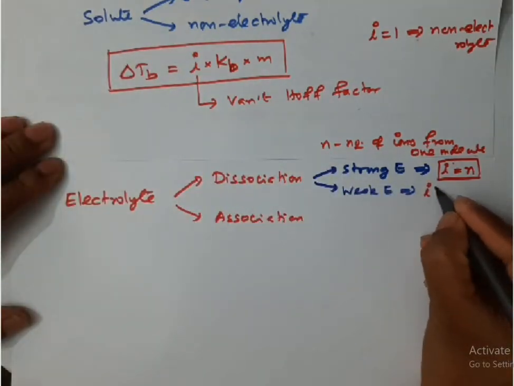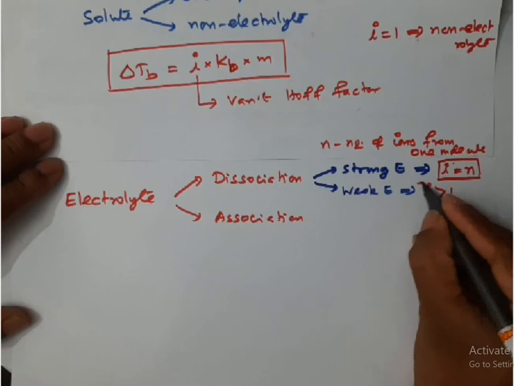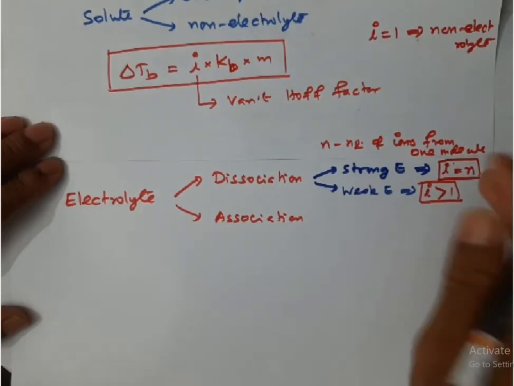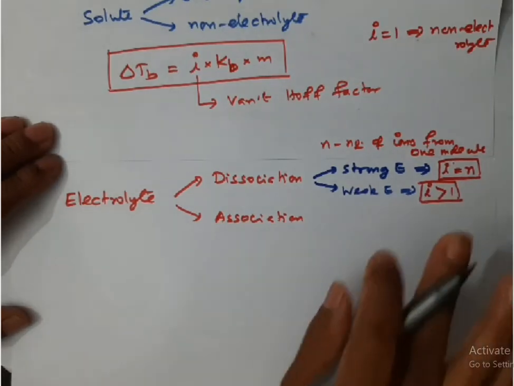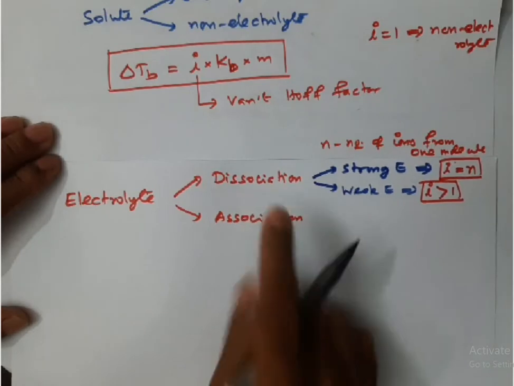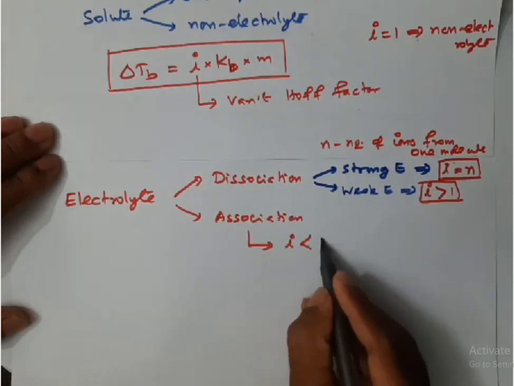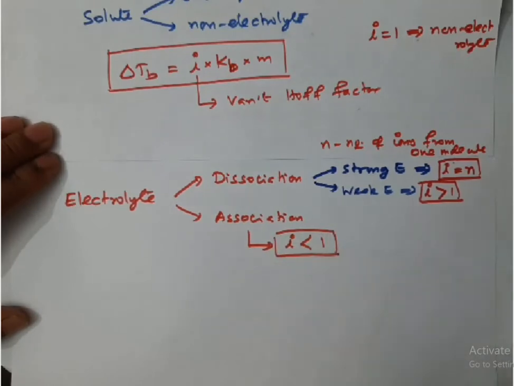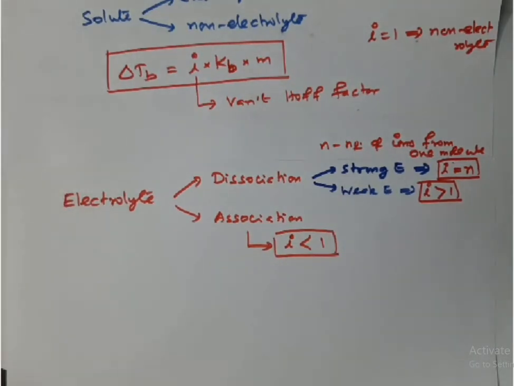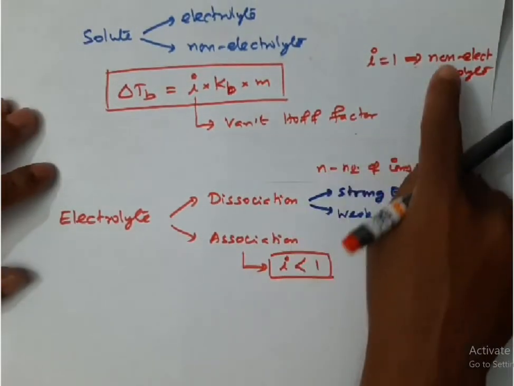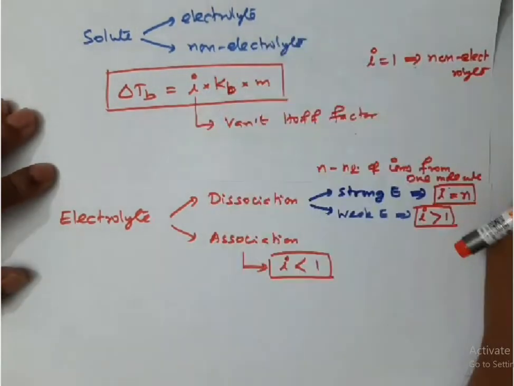i should be greater than 1, but we don't know the value; we can calculate it. It should be greater than 1 in the case of dissociation. In the case of association, the i value should be less than 1. Students, observe all these points, which are very, very important. I repeat, in the case of non-electrolyte, i is equal to 1, no problem.